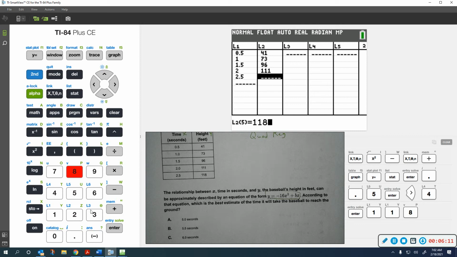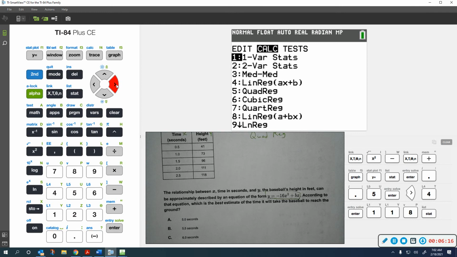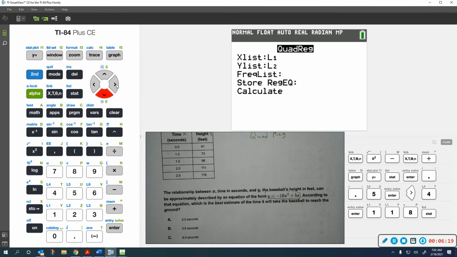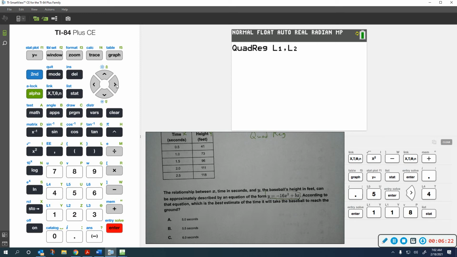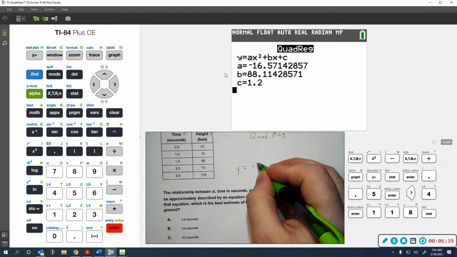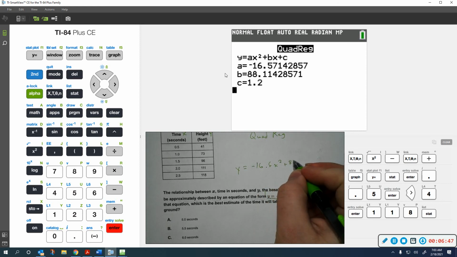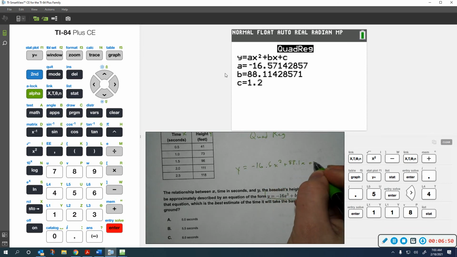After we do that, go back to stat, and then you're going to go over to calc, go to quadratic regression, which is number 5, and let's hit calculate on that. So it says negative 16 point something plus 88 plus a c. So really all we need there is the full equation. Y equals negative 16.6x squared plus 88.1x plus 1.2. Cool.